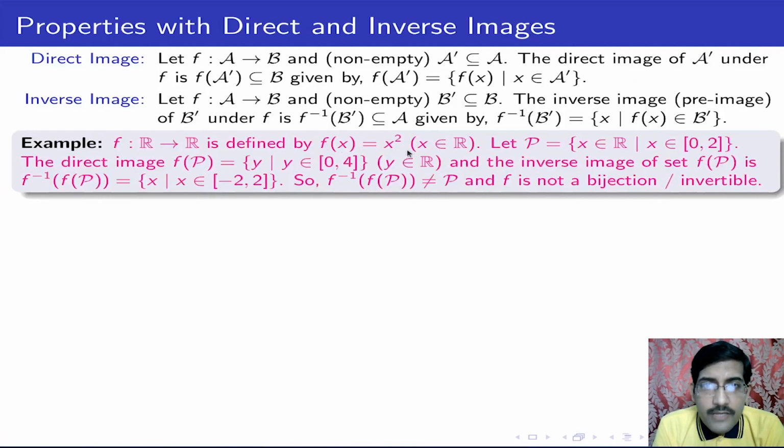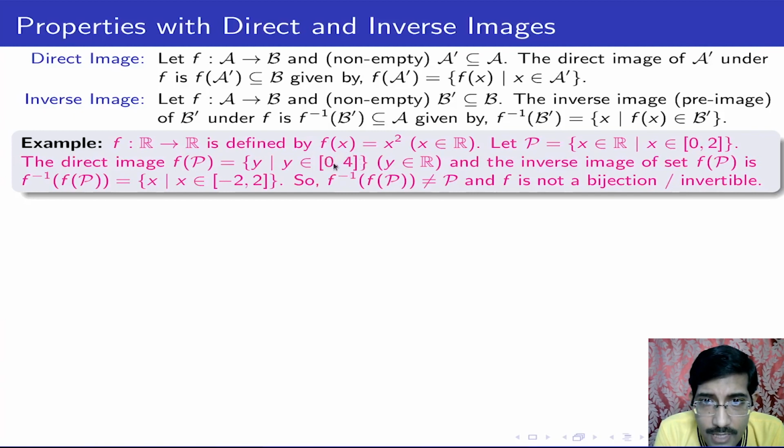Here is an example. Let's say f(x) equals x squared from real to real, that is a function. Now I define a subset as the real closed interval from 0 to 2. Only those x's I take. The direct image of that particular subset will be all y from 0 to 4, because f(x) equals x squared. So all elements that belong to the 0 to 4 region in the codomain are my direct image.